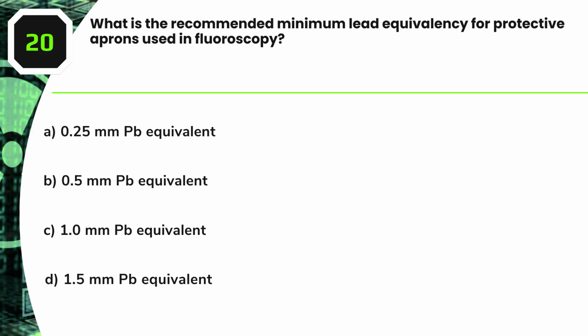Question 20. What is the recommended minimum lead equivalency for protective aprons used in fluoroscopy? A. 0.25 mmPb equivalent. B. 0.5 mmPb equivalent. C. 1.0 mmPb equivalent. D. 1.5 mmPb equivalent.